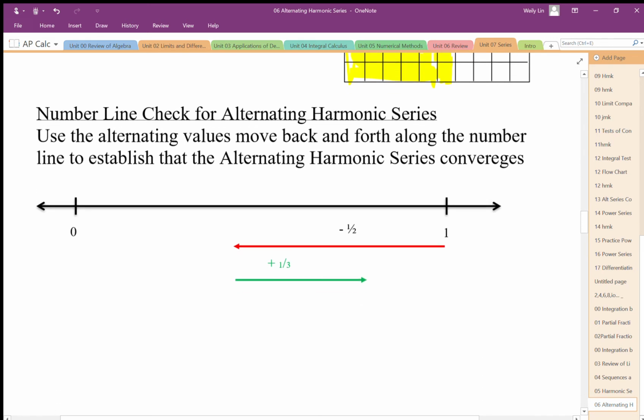We could do the same thing here with a number line check. We start with 1. We're going to subtract a half, add a third, and subtract a quarter. So it's going to look kind of like that. A quarter is maybe about that long. Then we add 1/5, which is maybe about that long.